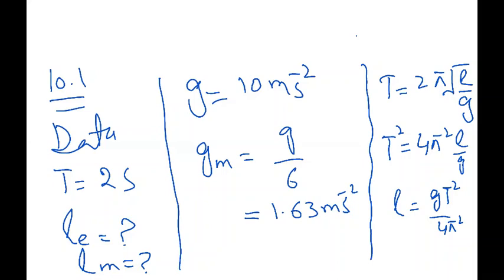So you will write for Moon, Lm is equal to g T square divided by 4 pi square. And for Earth you will write Le, and here you will write E. Now put the values and calculate the answer.